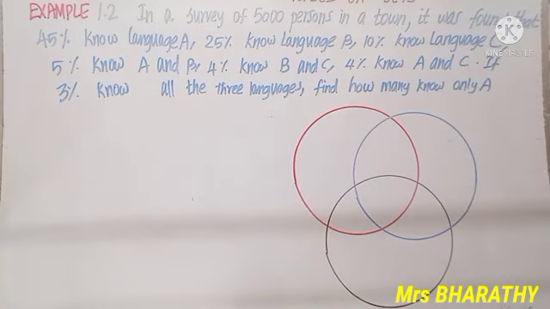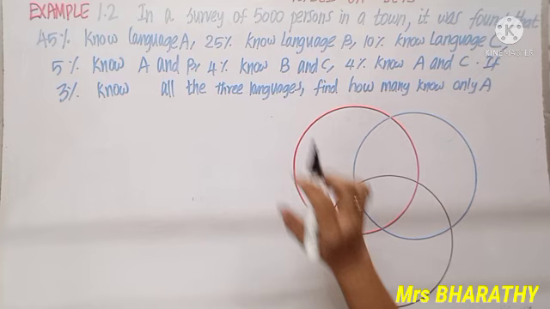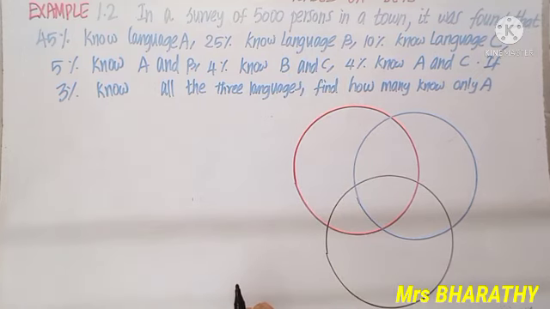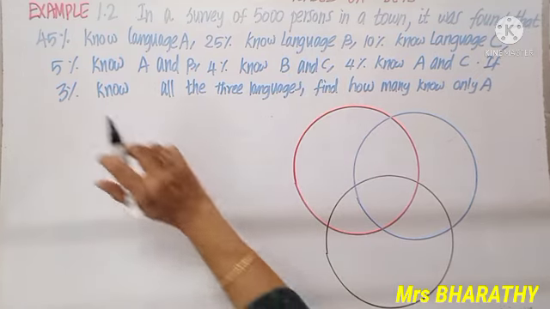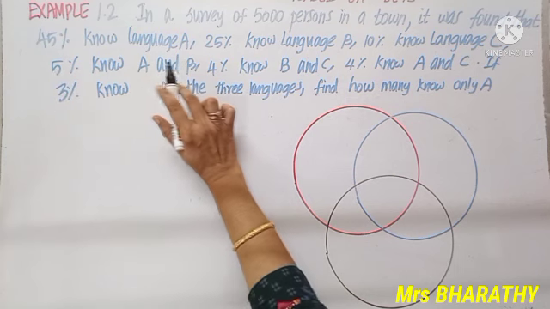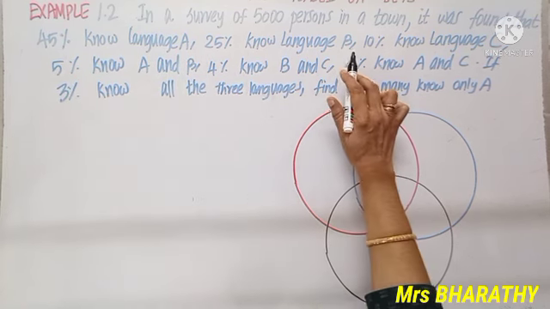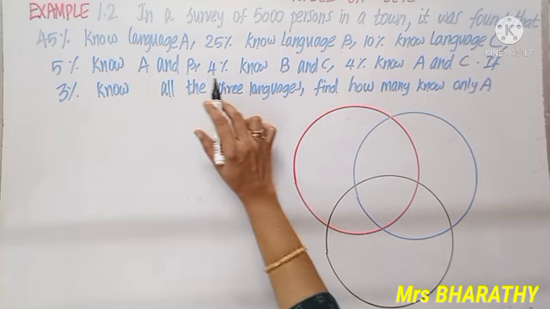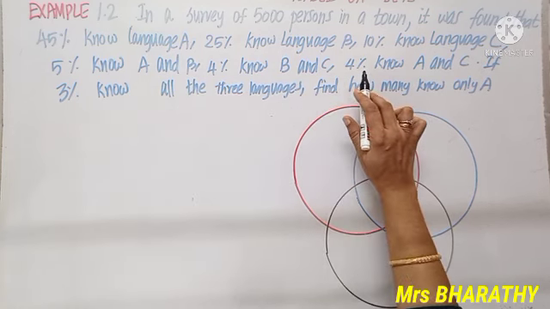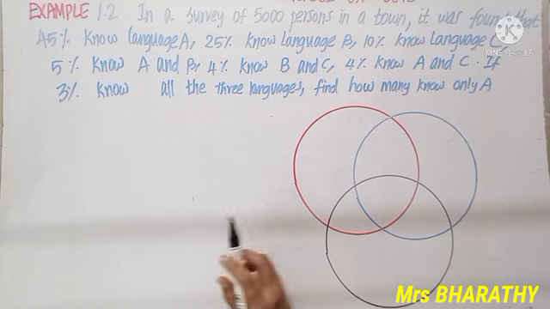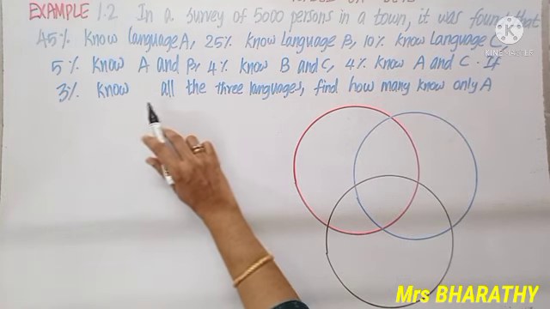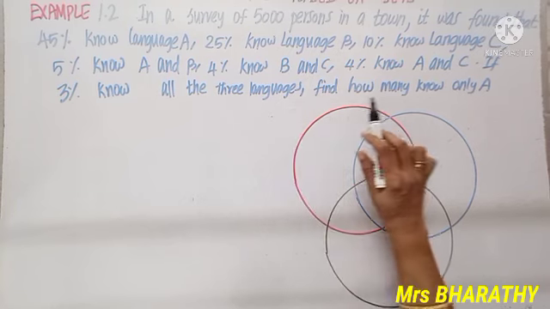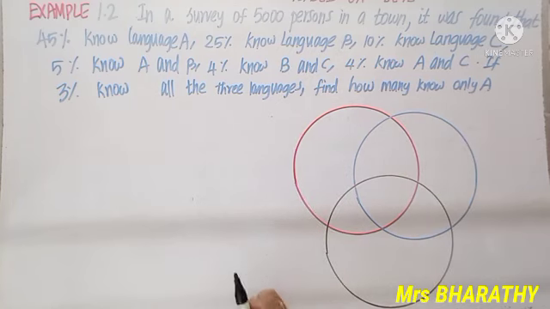Example 1.2. In a survey of 5,000 persons in a town, it was found that 45% know language A, 25% B, 10% C, 5% A and B, 4% B and C, 4% know A and C. 3% know all the 3 languages. Find how many know only A.